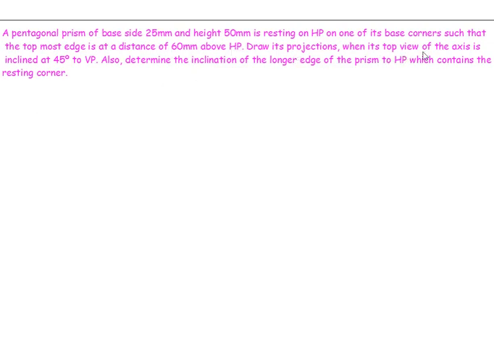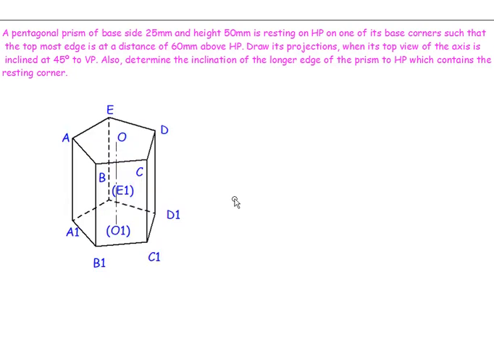Draw its projections when its top view of the axis is inclined 45 degrees to VP. That means what they have given is the apparent inclinations. So initially, I have just represented the pentagonal prism. This is A, B, C, D, E.